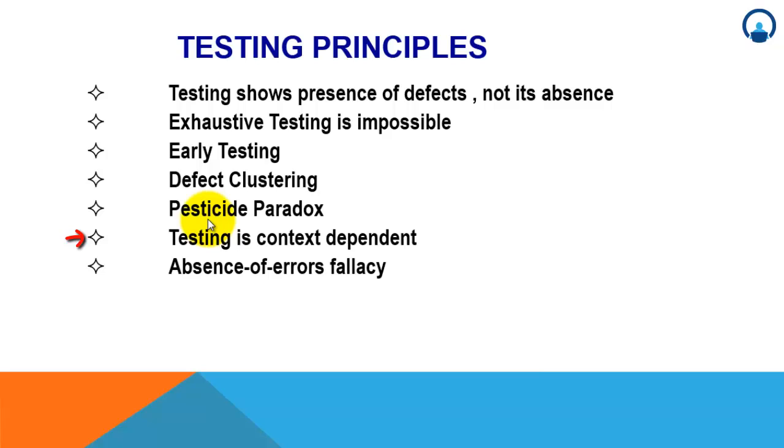Testing is context dependent. Testing is done differently in different contexts. For example, safety critical software is tested differently from an e-commerce site. Absence of errors fallacy. Finding and fixing defects does not help if the system built is unusable and does not fulfill the user's need.